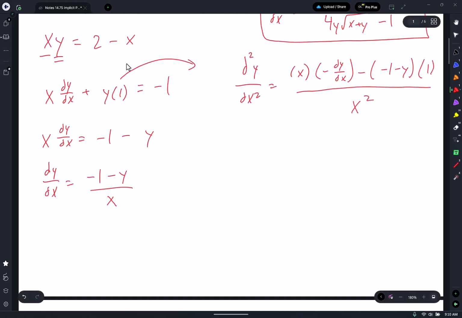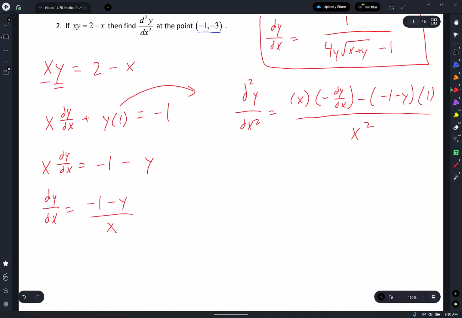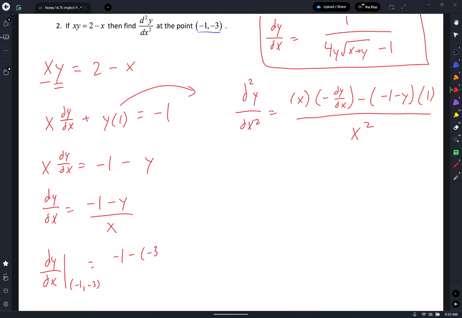So I'm going to first find dy/dx. So dy/dx evaluated at negative 1, negative 3. I would first find the value of this. I'm just plugging in negative 1 minus a negative 3 over negative 1. What's that? 1 minus negative 3, so that's 2. So negative 2. So anytime I see a dy/dx, I'm going to insert negative 2.